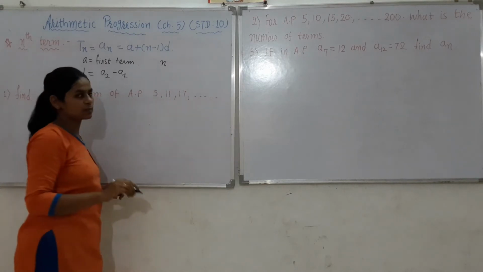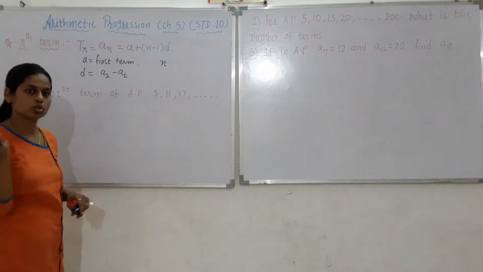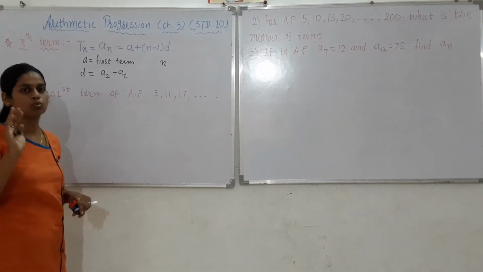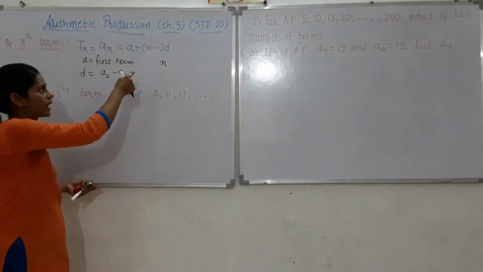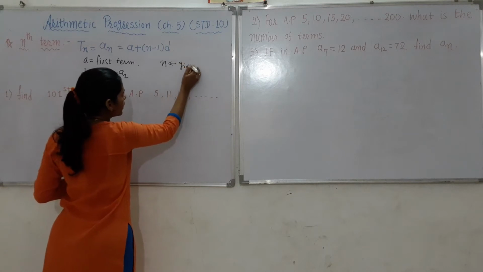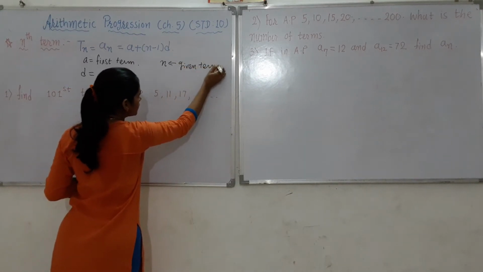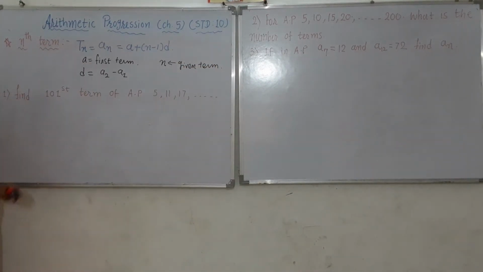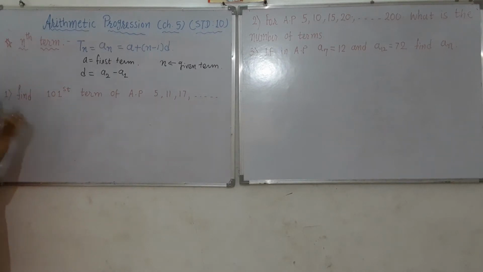Nth term means, suppose you want to find the third term, so your n is 3. Suppose you want to find the 100th term, so your n is 100. So n stands for the given term. Let us consider one example for finding a term.